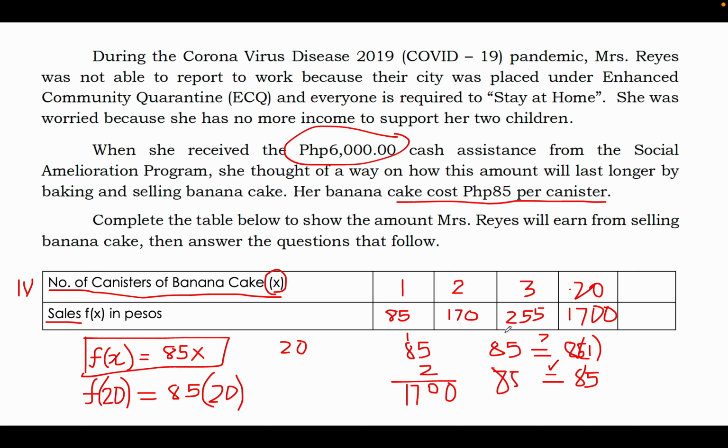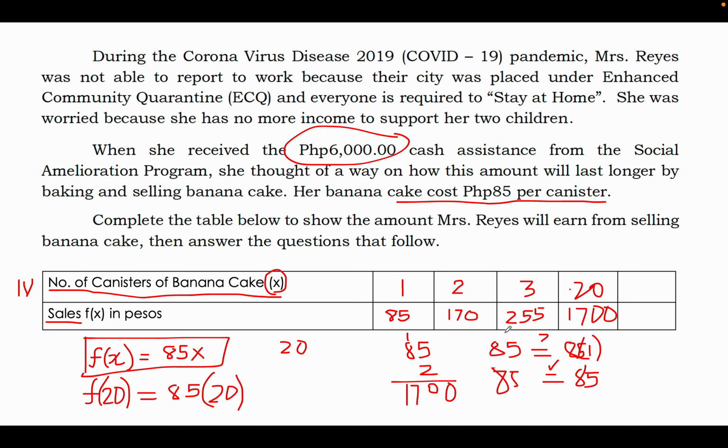Okay, so I think na-cover na natin yung problems na ina-include dyan sa worksheet nyo and then sa module. Unless you have any question or further clarification. Do you have any? Meron pang question or clarification? Sigurado? Naiintindihan lahat?